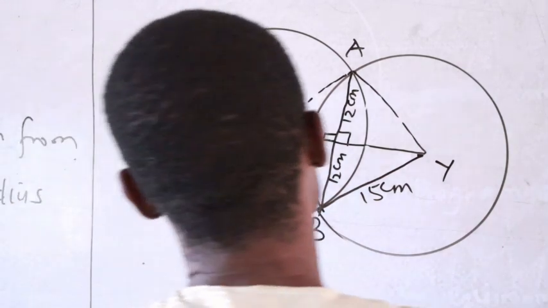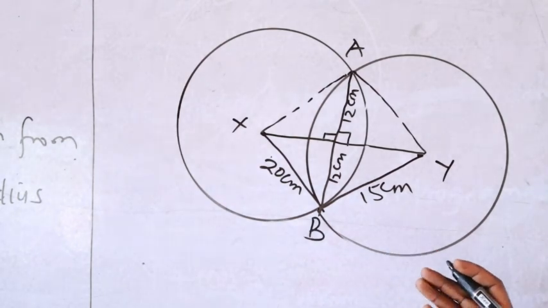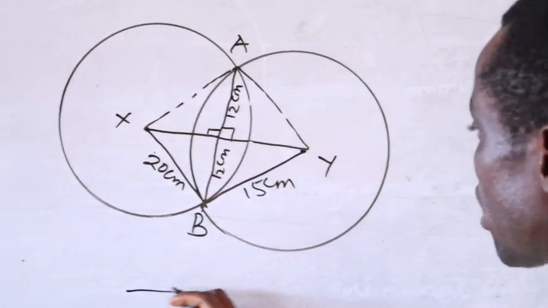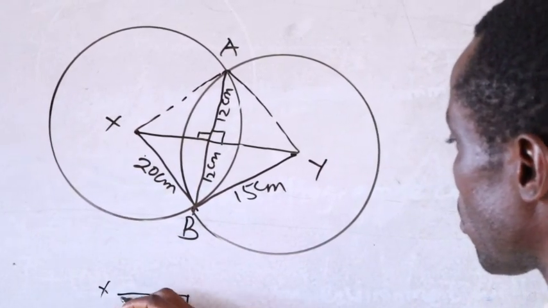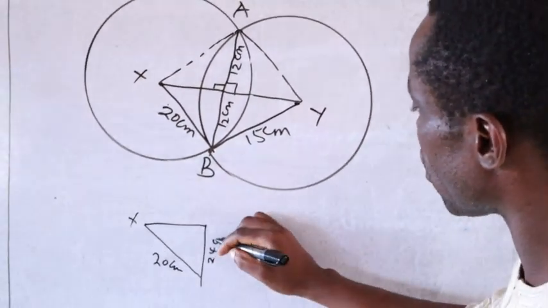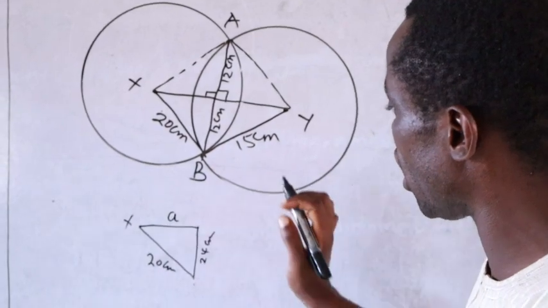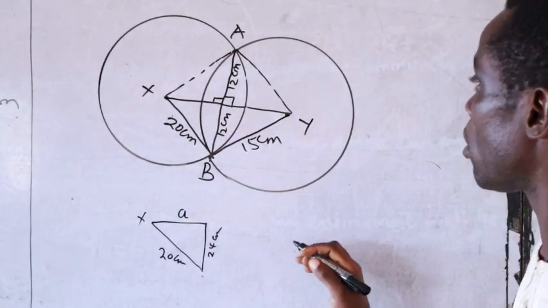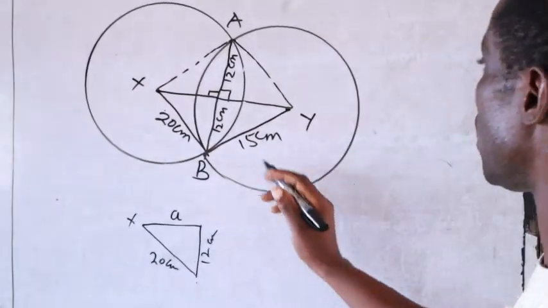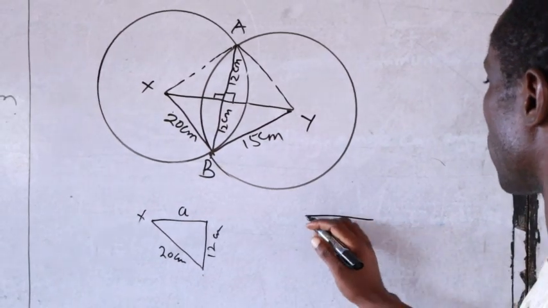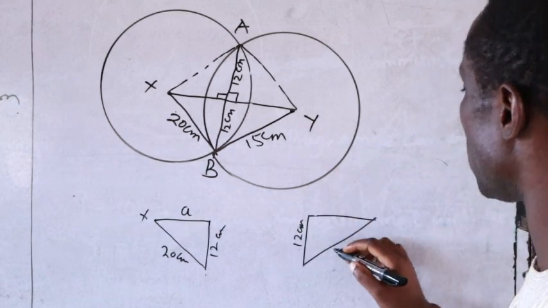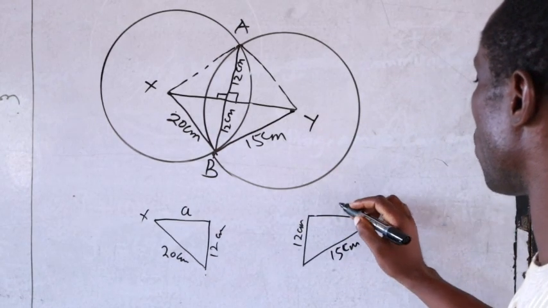Now, I can bring out the two triangles that we have in this one. Let me bring out this. This is X here. X is here. This one is 20. This is 24. Maybe we should call this one A. Then, this is 12. This is 12. Then the second triangle is this. Now this is 12. This is 15. Let's name this one B.